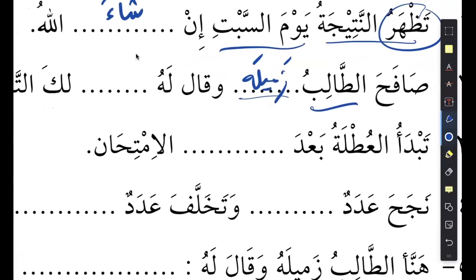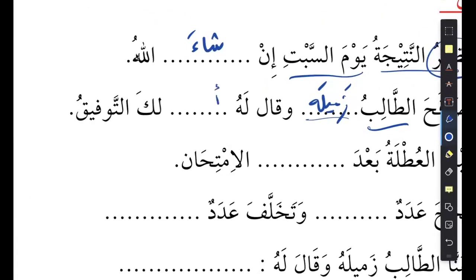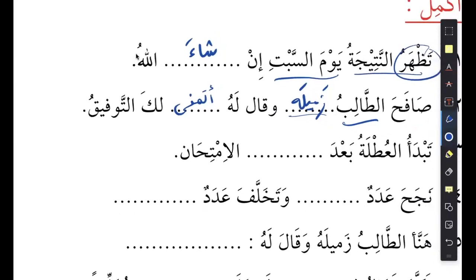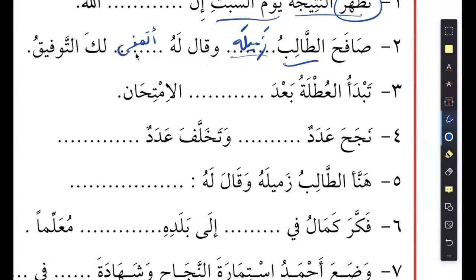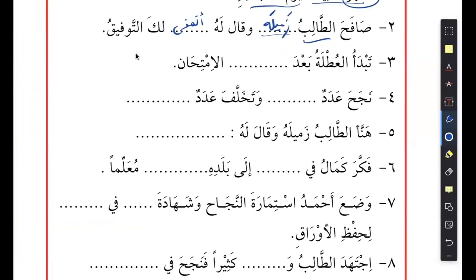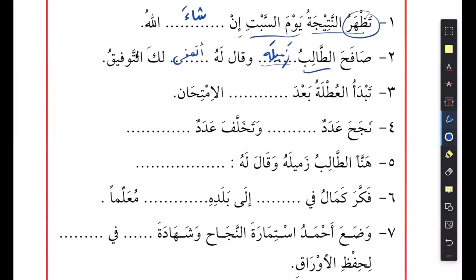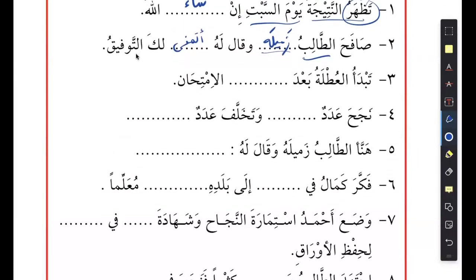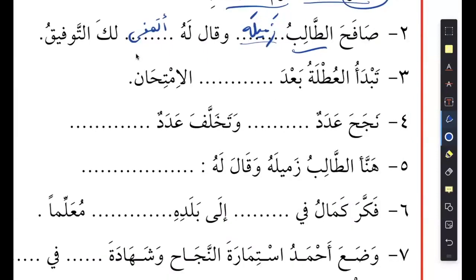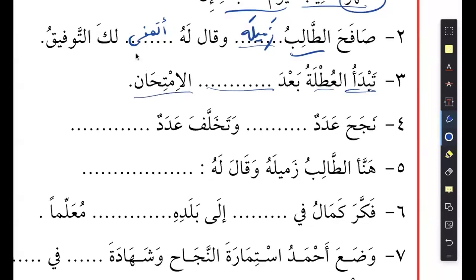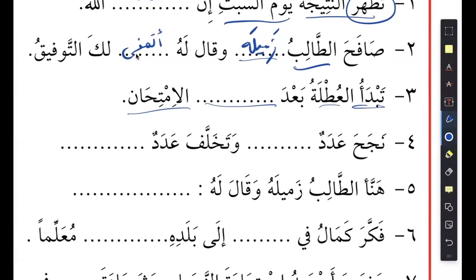وقال له, and he said to him, you can say أتمنى لك التوفيق, I hope for you success. So anyway, as I mentioned to you, I'm not going to go through them. It's something that you have to read, and a lot of these questions will come from the text, right? تبدأ العطلة بعد الامتحان. You know, the break starts after what? You can say نتيجة الامتحان, after the result of the exams.